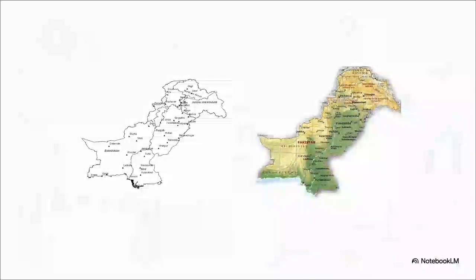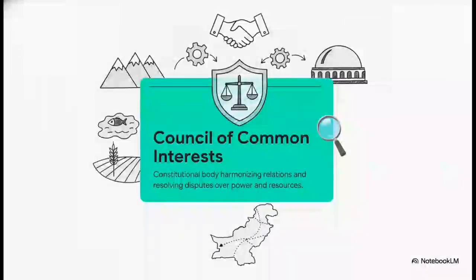You're dealing with unique regional identities and totally different geographical challenges, all operating under one federal umbrella. Balancing central power with the rights and needs of these distinct provinces is a monumental task. And when resources are shared across those borders, friction is practically guaranteed. Enter the constitutional solution. To manage this built-in friction, Pakistan's constitution established a very specific body under Article 153, the Council of Common Interests, or the CCI for short.